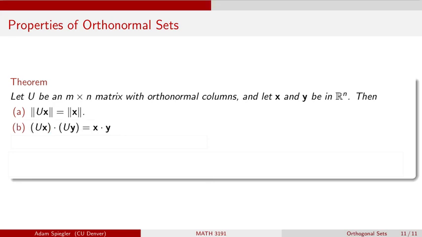Another property is that if I take the dot product, the inner product of U times x and U times y, that is the same thing as just taking the inner product of x and y. And this matrix U does not have any effect on that inner product. And a third property is if Ux inner product with Uy is equal to 0, that is going to equal 0 if and only if the inner product of x and y is equal to 0. So hopefully you can see how this kind of follows from the previous property that we've shown.